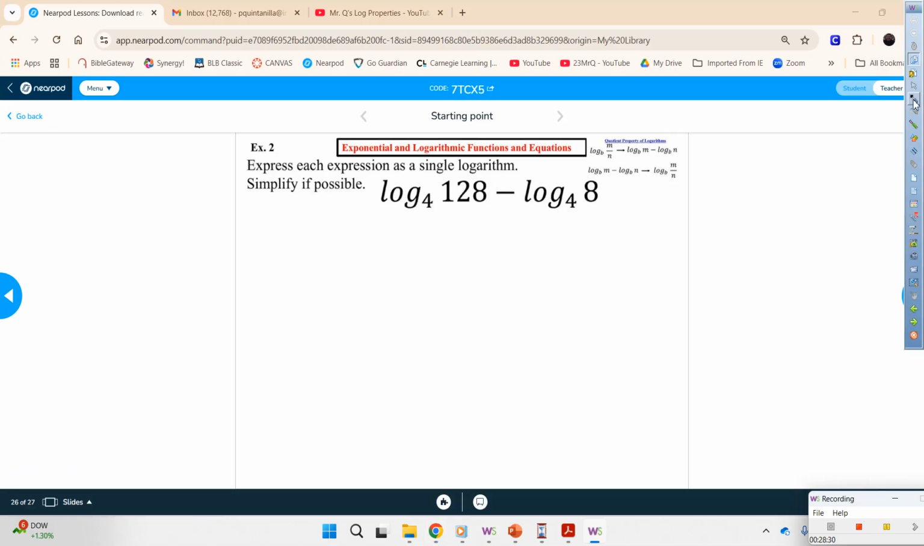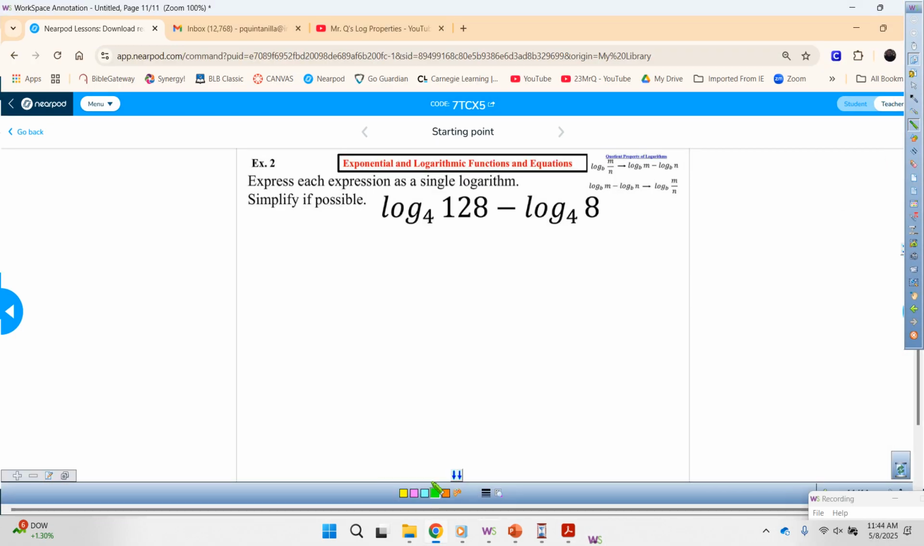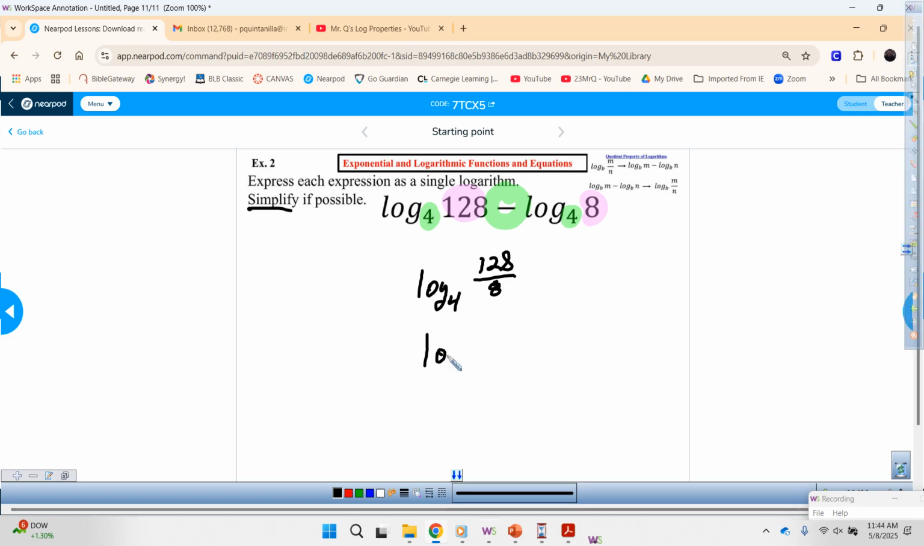All right. So here it goes. First thing we check is same base for the logs. Yes. Are they subtracting? Yes. So we write one log. Log 4. And then we take the given numbers, 128 and 8, and we write it as what? A division. So, last step, simplify. Log 4, 128 divided by 8.